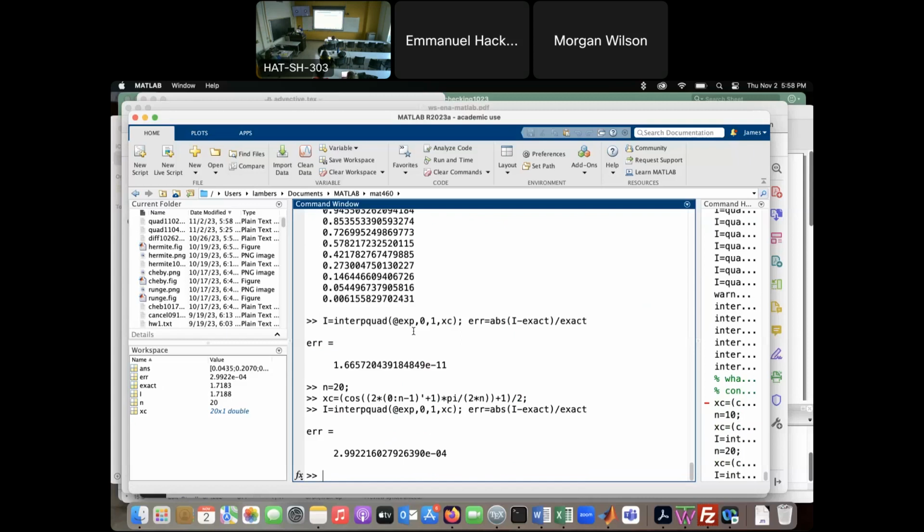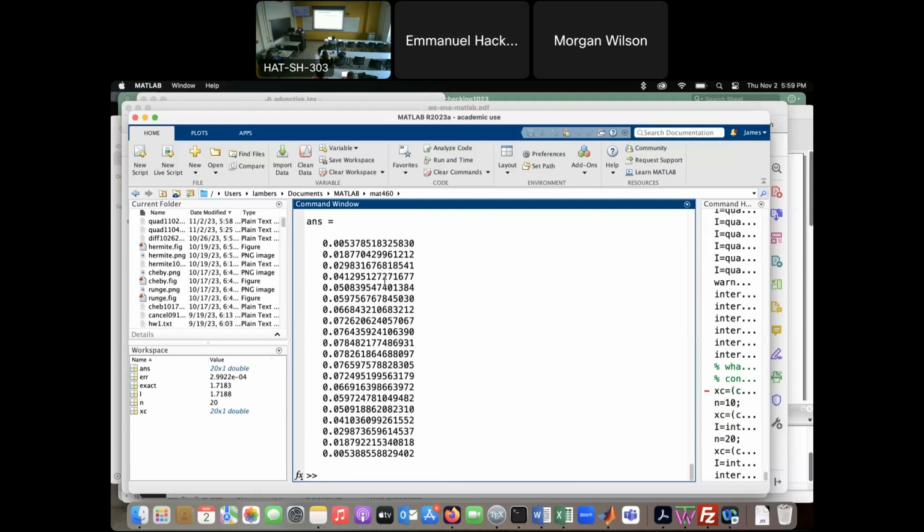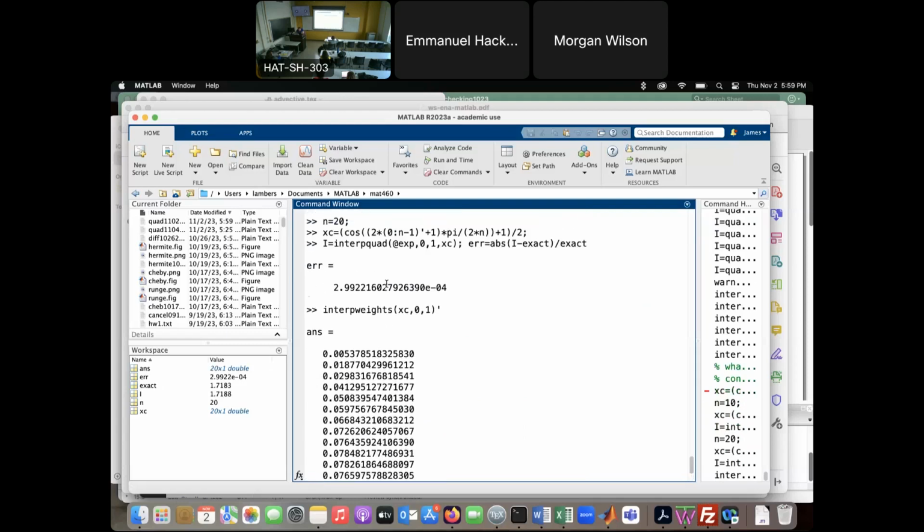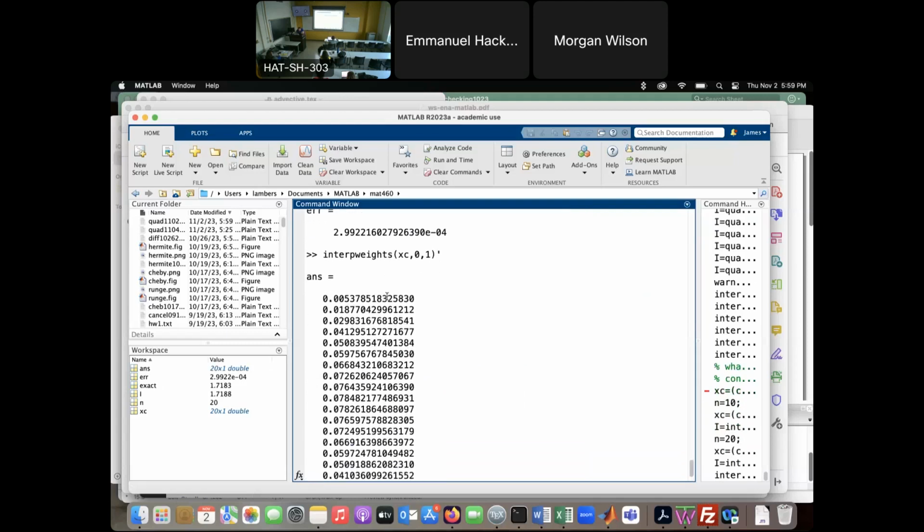Okay. And if I were to go further, so let's take a look at the weights in this case. Integral weights, XC on 0 to 1. Okay. Well, they are positive, so we don't have an issue with negative weights in this case. So we don't have that explanation for the loss of accuracy.